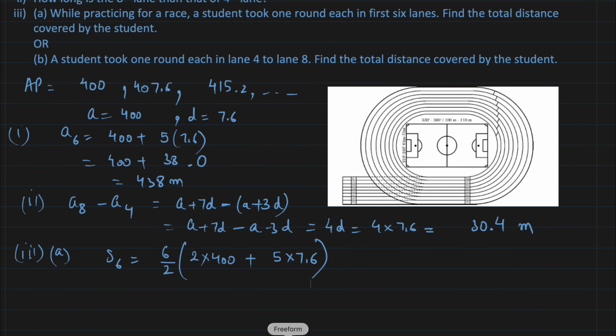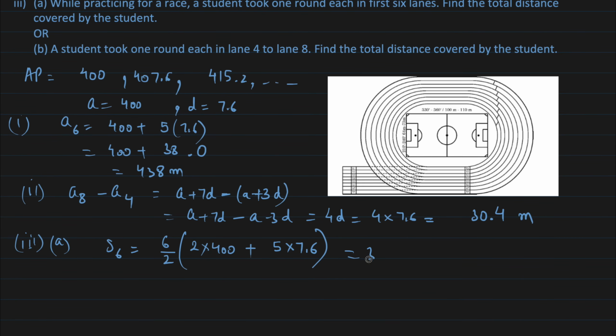ओके, सिंप्लीफाई करते हैं जल्दी से. ये हो जाएगा 3 इंटू 800 प्लस 7.6 को 5 से मल्टीप्लाई करो. वी हैव ऑलरेडी डन, इट्स 38. ठीक है ना. ओके, क्योंकि यहाँ किया था 5 इंटू दैट, सो इट्स 3 इंटू 38. मल्टीप्लाई करते हैं. 3 8 आर 24, 2 कैरी ओवर 11, 1 कैरी ओवर 2514 मीटर. डन विद दिस. इसका और पार्ट ले लेते हैं.